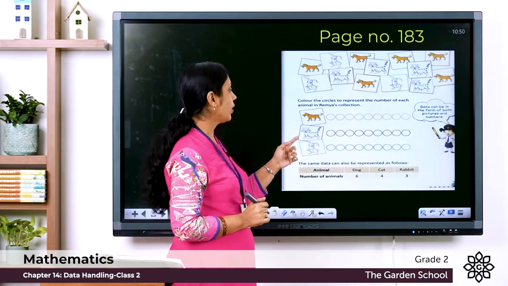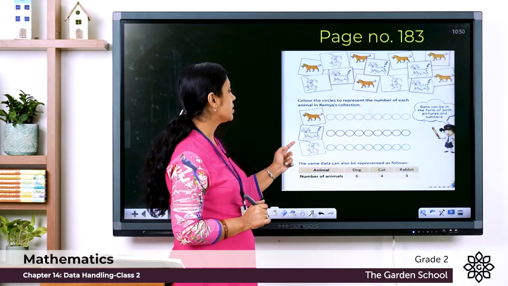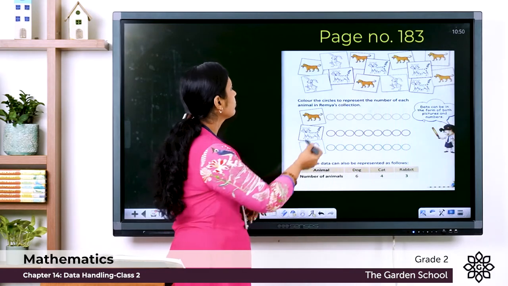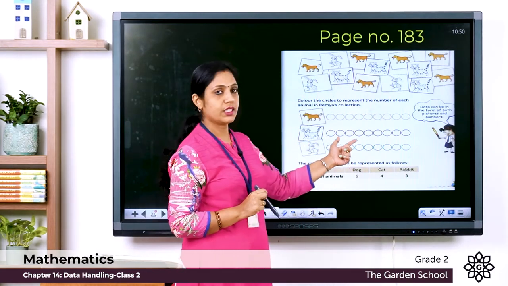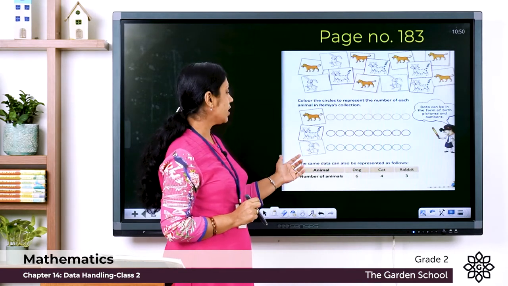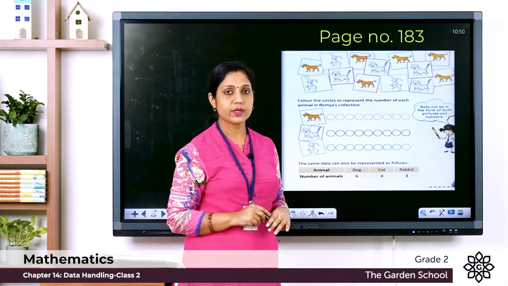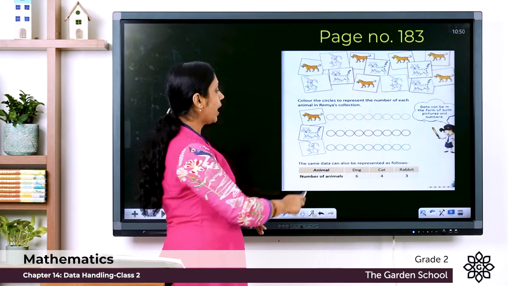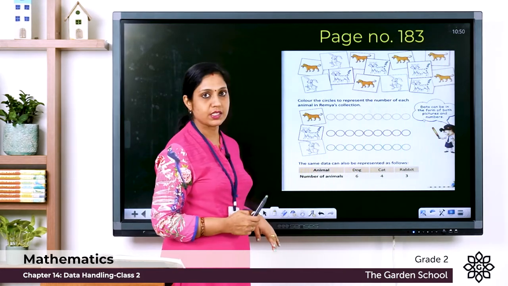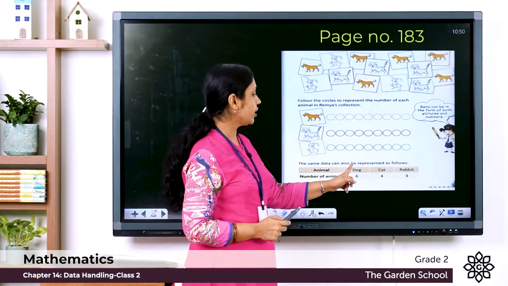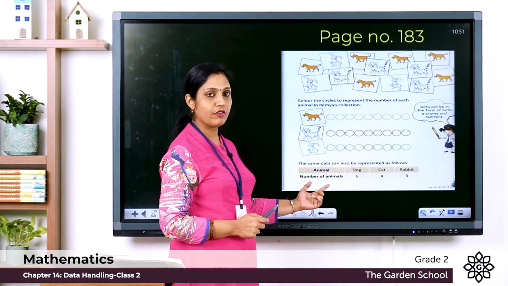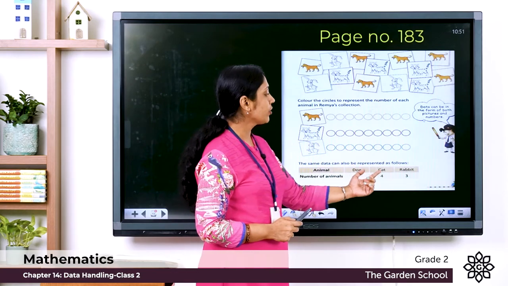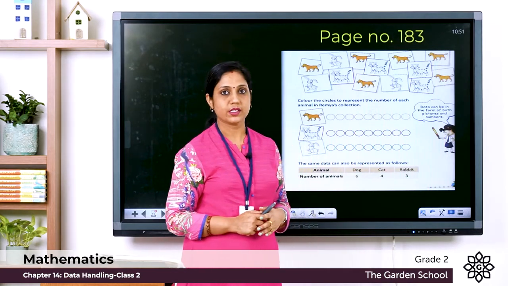The next we have to find out the number of rabbits. So how many rabbits are there? 1, 2, 3. So you have to color 3 circles here. Below that you can see the same data can also be represented as follows. So animal is given and number of animals is given. So what all animals are given? Dog, cat, rabbit. And under it you can see the number of animals. There are 6 dogs, 4 cats and 3 rabbits.